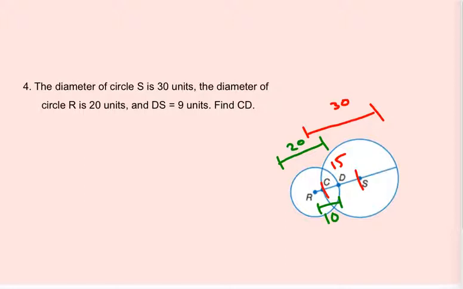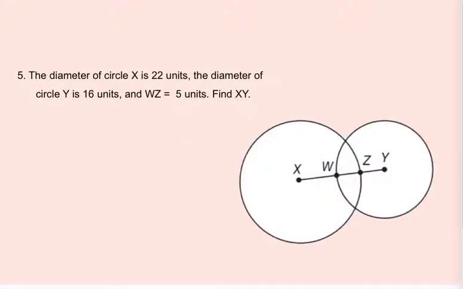But here's the deal. This says that DS is 9 units. If DS is 9 units and the whole thing has got to be 15 units, that means CD down here has got to be 6. So CD is going to be 6 units. Just a little bit of elimination game there. That's all that is. The diameter is 30, diameter is 20, so cut those in half to get the radius, and off you go.